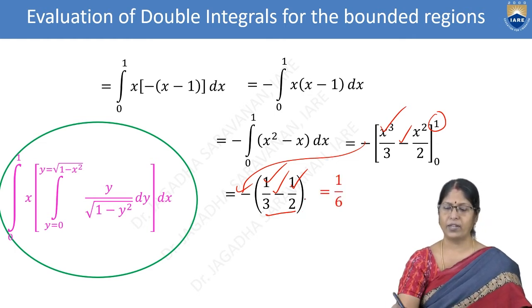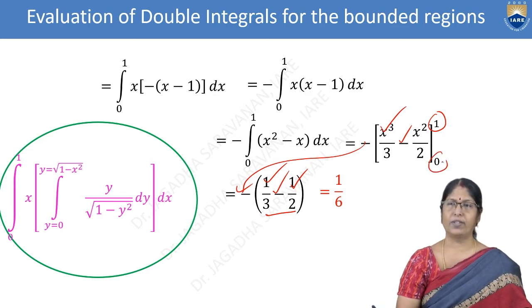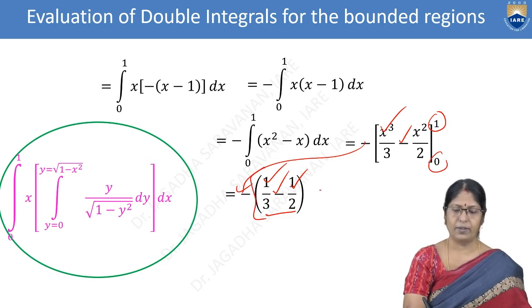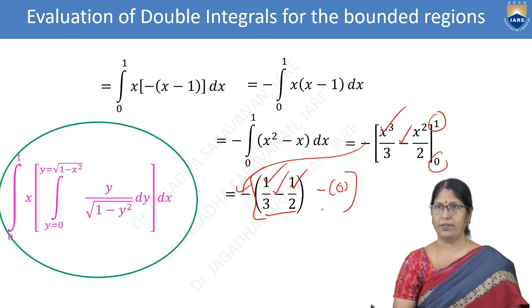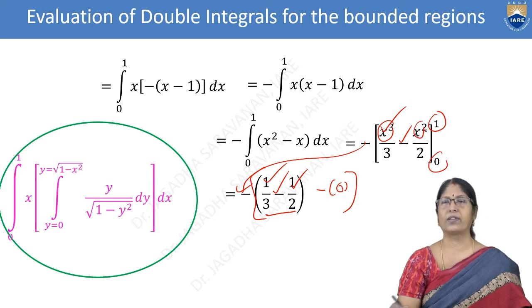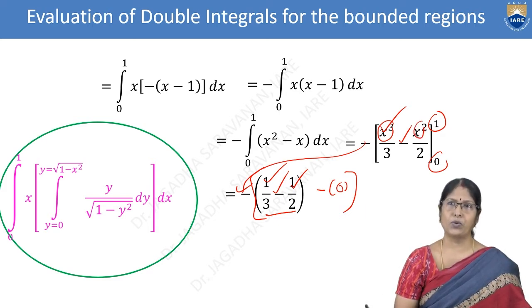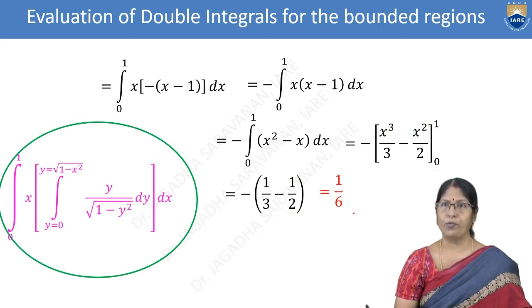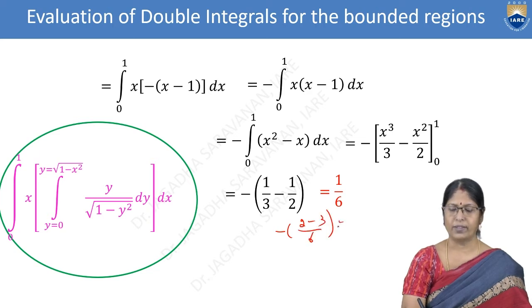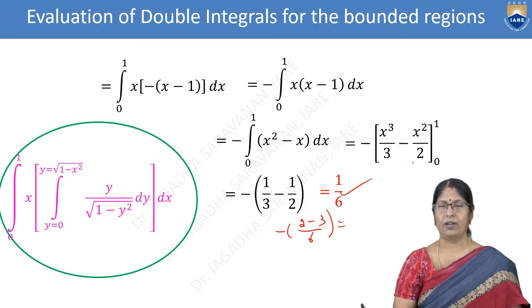We didn't write anything about the lower limit, because if we substitute here, it will become 0 only, since x is taking the value 0. Here also 0. Anyway, it is becoming 0, so it is not mentioned here. Simplifying now, we take the LCM: 2 minus 3 by 6, which is nothing but 1 by 6. So we completed one problem regarding a Cartesian form bounded region.